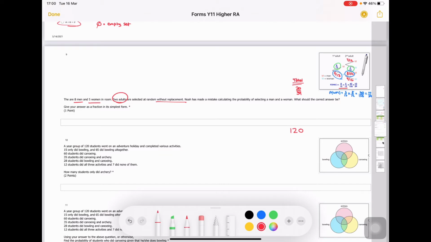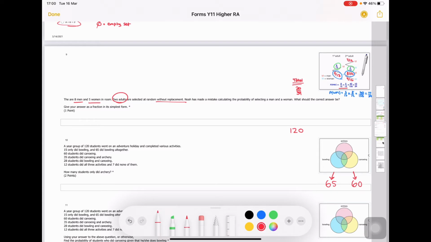15 did bowling and 65 did bowling altogether. Okay, so I know the 3 values or 4 values will combine to give a bowling total of 65. So the blue circle will total up to 65. 60 did canoeing, so let's make a note of this as well. 35 did canoeing and archery.